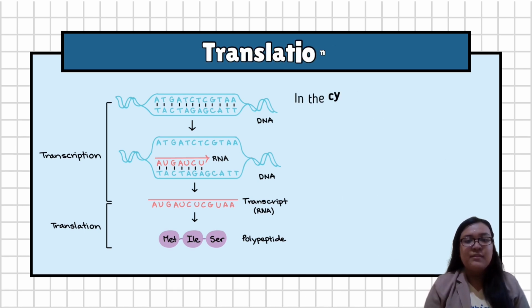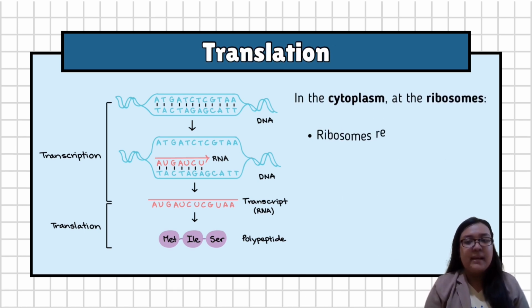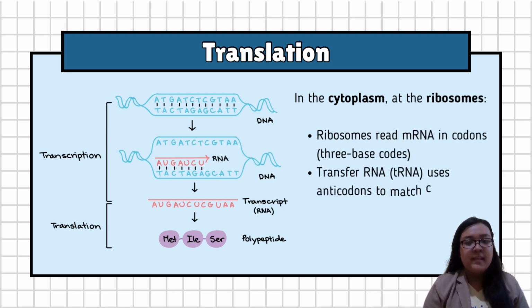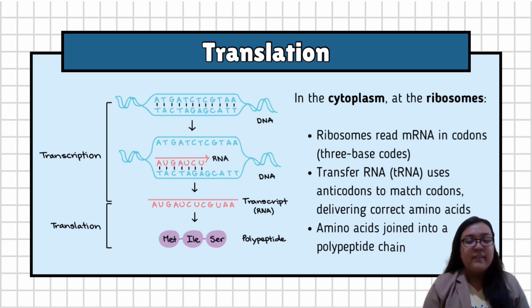The second step is translation, which happens in the cytoplasm at the ribosome. The ribosomes read the mRNA sequence in codons, the three base codes. Transfer RNA brings the correct amino acid to match each codon using its anticodon. As amino acids are added one by one, a polypeptide chain called protein is formed. So tRNA plays a central role in translation. It ensures that the genetic code is accurately translated into a protein.